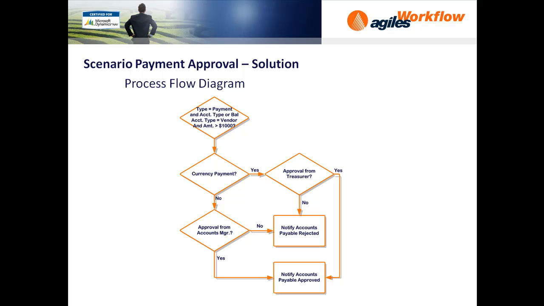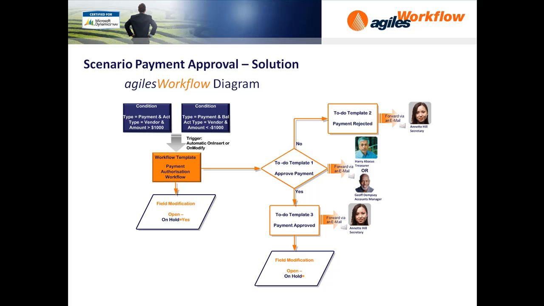payment? If it is a currency payment, it is directed to the treasurer for approval. If it isn't a currency payment, it is a local payment, then it is directed to the account manager for approval. If either of these two people reject the payment, then the accounts are notified of this rejection. If they approve the payment, then accounts are notified of the approval.